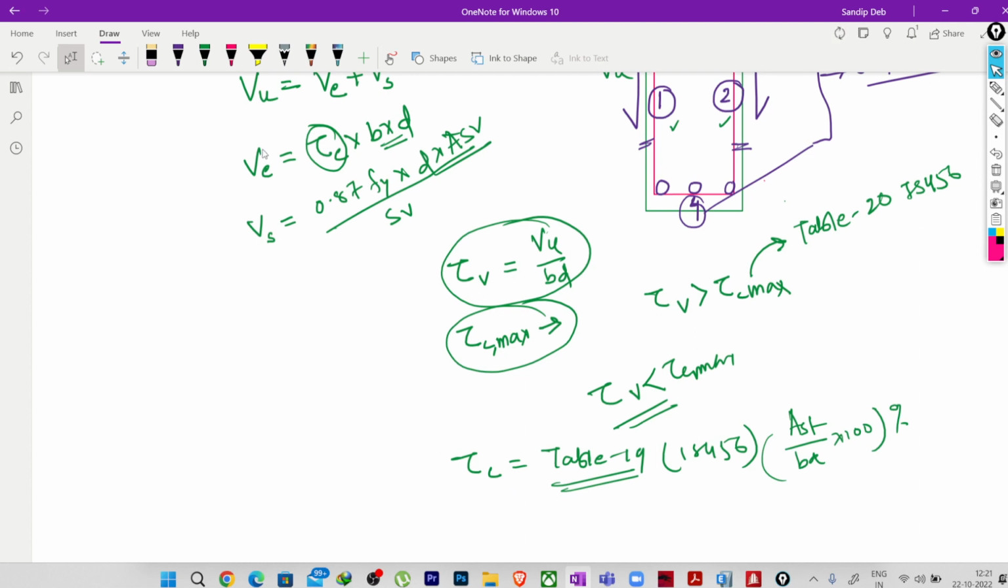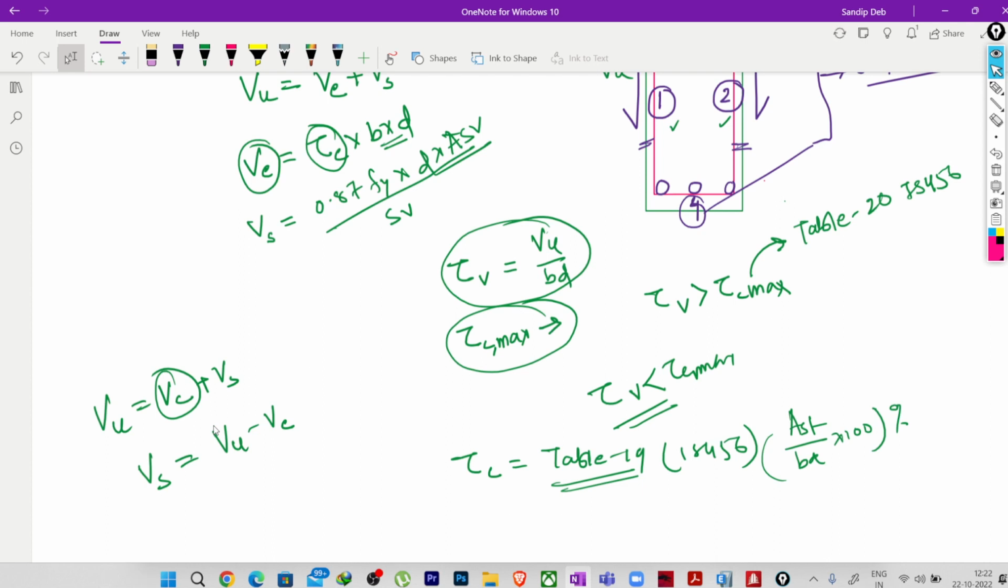Percentage of AST, we can get the tau C. After finding out the tau C, we can find out the VC. Now we know that VU equal to VC plus VS. We found out the VC. Then how to find out the VS? VS equal to VU minus VC. Right? So that is the shear taken by the steel.